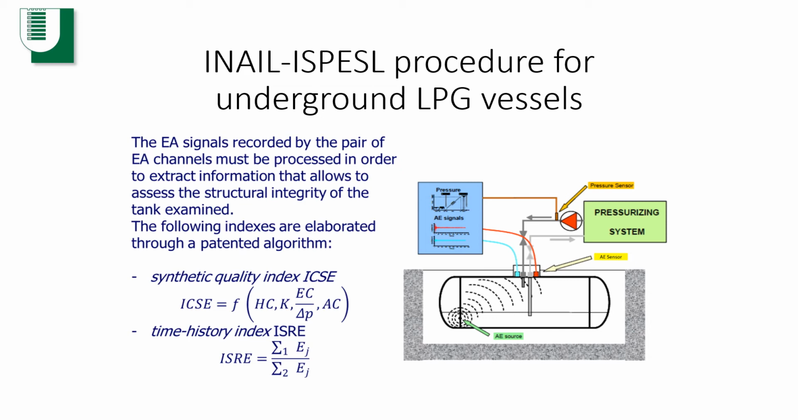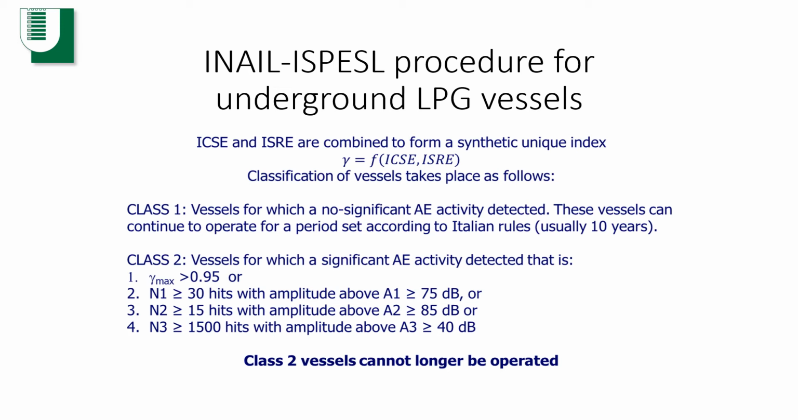The acoustic emission signals recorded by the pair of acoustic emission channels must be processed in order to extract information employed to calculate two indexes able to give the measure of the structural integrity of the tanks. The two parameters are the synthetic quality index and the time history index. They are then combined to form the unique index gamma that allows classifying the vessel. The algorithm to compute this index is property of INAIL, and was tested and certified by an extended experimental campaign.